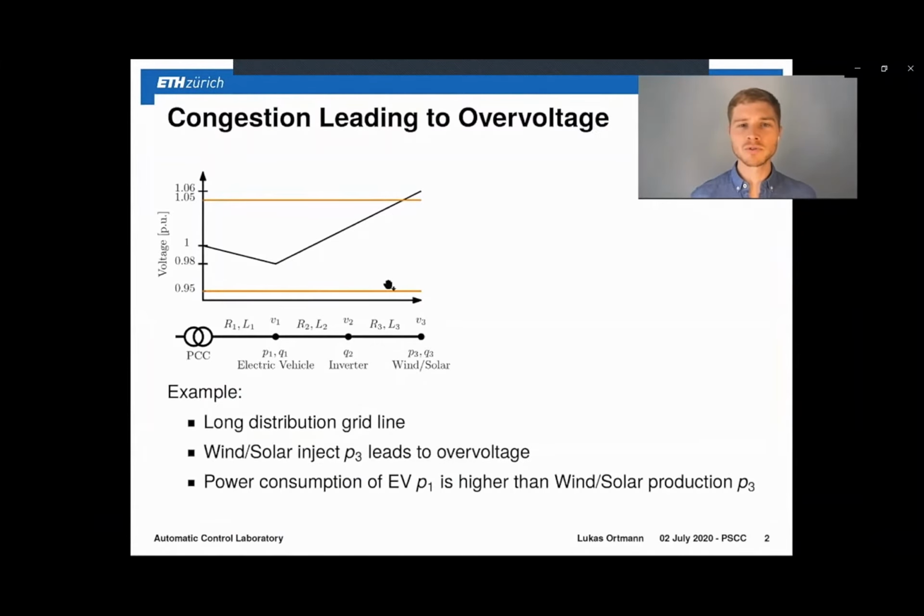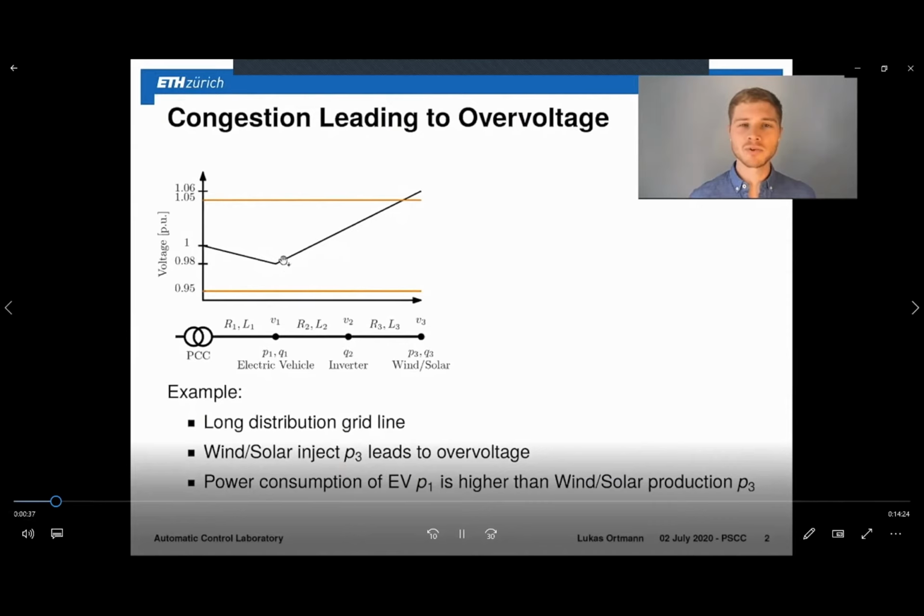Imagine you have a distribution grid with a point of common coupling and a long line connecting an electric vehicle, an inverter, and a wind or a solar park, so somehow some renewable generation. With this active generation, we have an overvoltage at the end of the line. At the same time, the electric vehicle might be charging, leading to an undervoltage here.